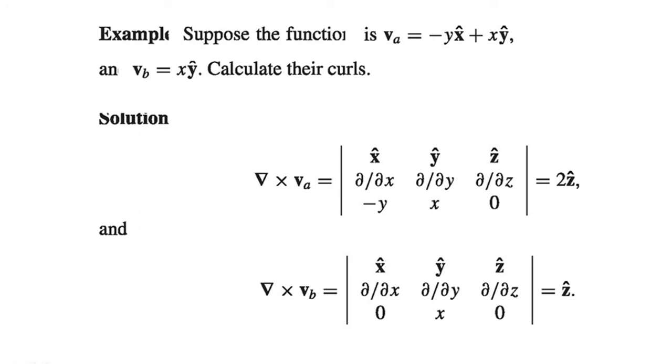We need to find the curl of function vb equal to x y cap. That is del cross vb equal to first row unit vectors x cap, y cap, z cap. Second row, del in component form, ∂/∂x, ∂/∂y, ∂/∂z. Third row, there is no x cap, so this term is 0. Component of y cap is x, you can write it here. There is no z cap, this term is 0. Now we need to find the determinant, and we will get the answer as z cap. Thus 2z cap and z cap are the curls of these two functions.